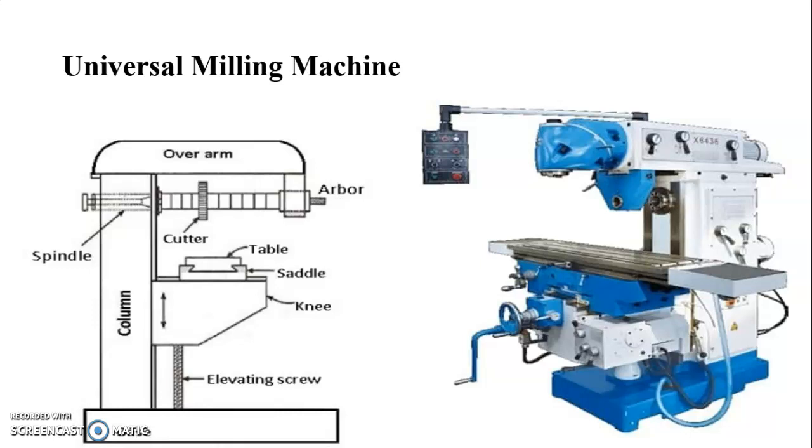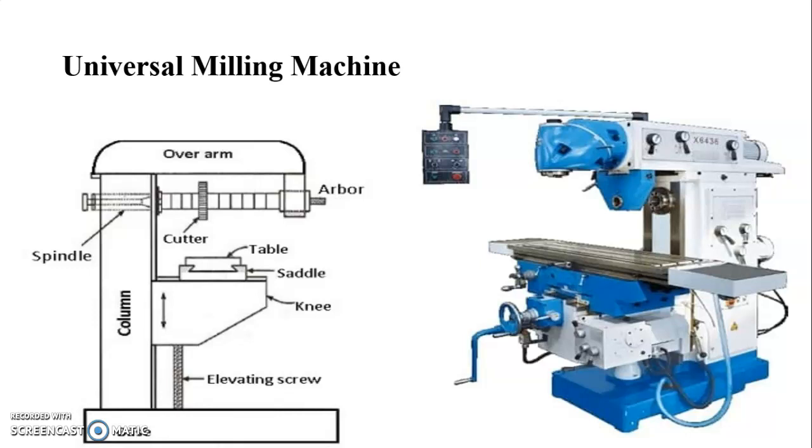Then next, that is the brace. The front brace is used to adjust the relative position of the knee and overhanging arm. It is also an extra support fixed between the knee and overhanging arm for rigidity. And the last part, that is the spindle. It is projected from the column face and provided with a tapered hole to accommodate the arbor.